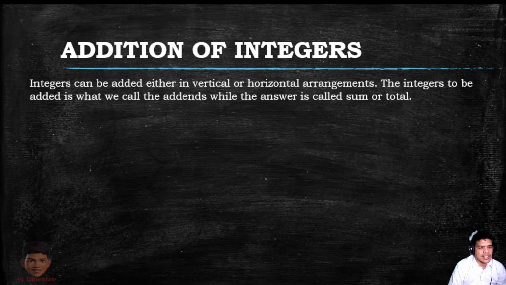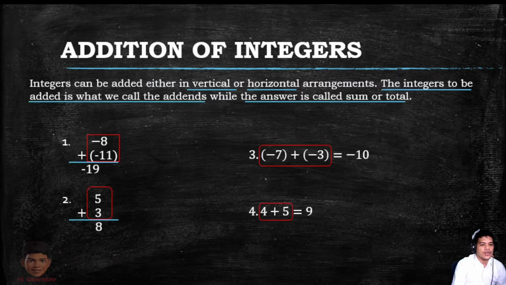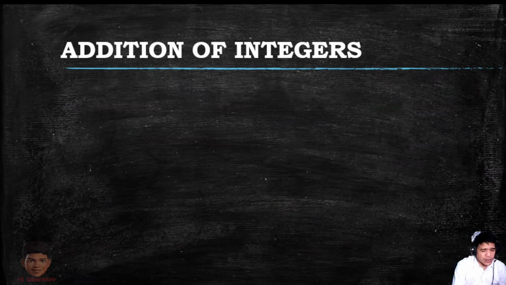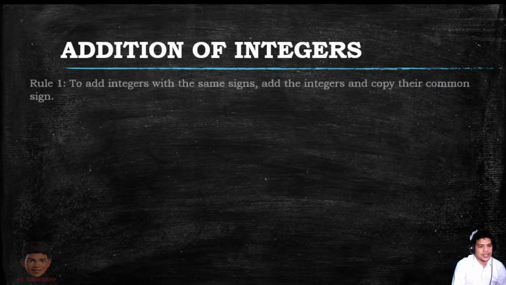Okay? And yung mga i-add natin, tawag sa kanila addends. Yan sila, addends tawag dyan. And yung total o yung sagot, tawag dyan ay sum. Sum or total. Okay? So, let's now proceed sa rules sa pag-add ng integers. Sabi sa rule number 1, to add integers with the same sign, add the integers and copy their common sign.